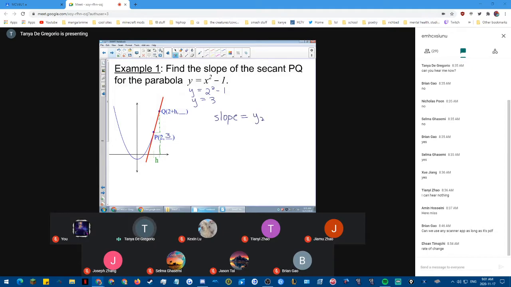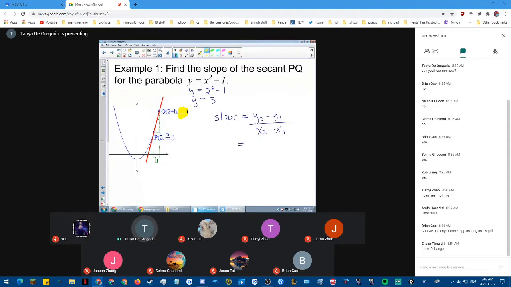So we know slope is equal to y2 minus y1 over x2 minus x1. Okay, so what's my y2? Do I know my y2? It's blank. That's my y2. What can I write down for y2? How do I find y2? So we found this value of 3 by subbing in 2. How am I going to find my y value of Q? Anyone? Anyone at home?